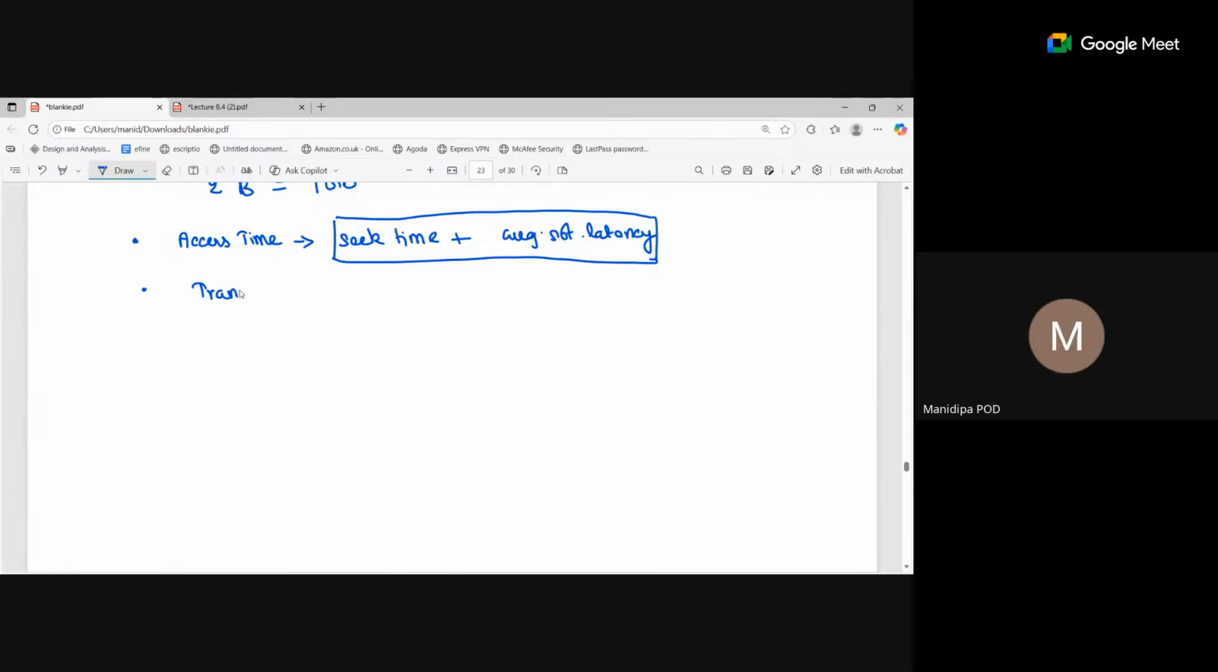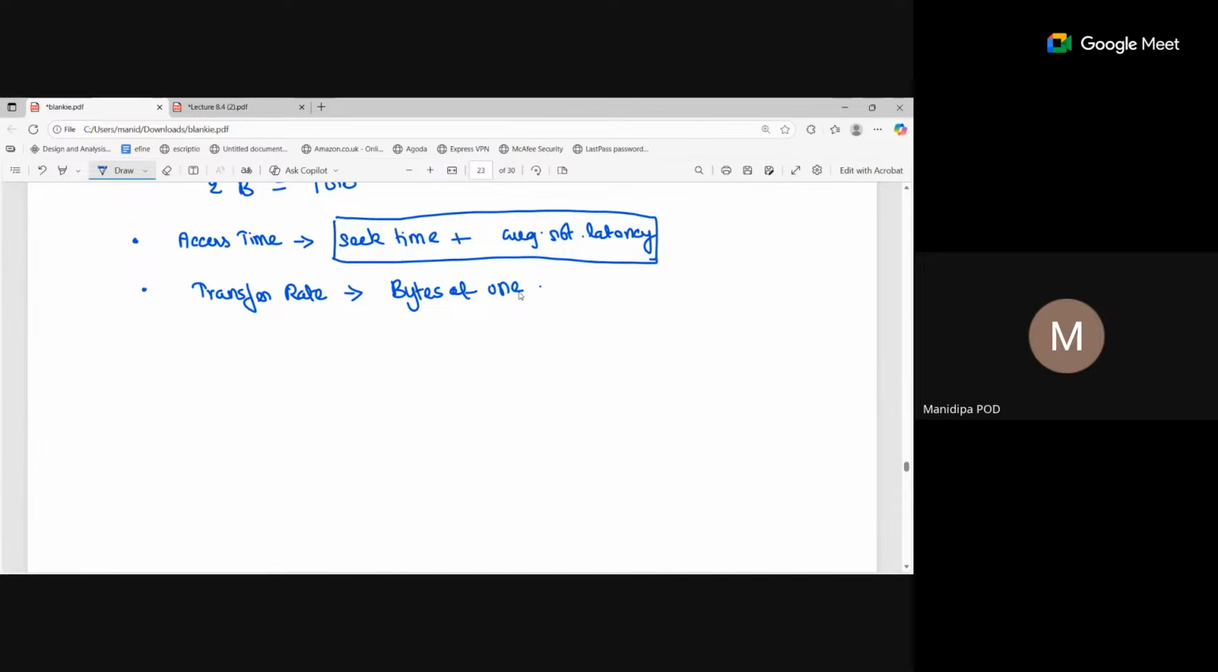What is transfer rate? So transfer rate means what? We are transferring the data from the physical disk to main memory. So what is that transfer rate? So we can say bytes per second, ma'am? Yeah, you can give per second, per millisecond. That depends on what the question asks.